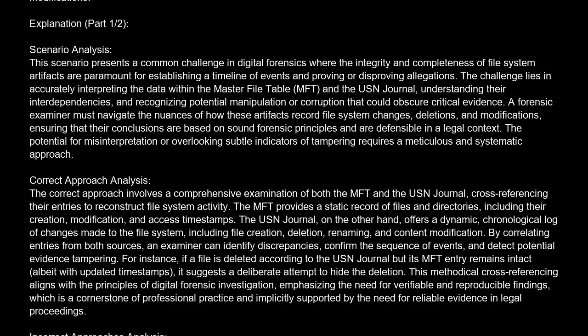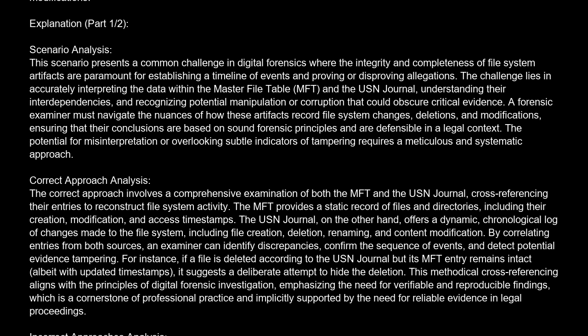Correct approach analysis. The correct approach involves a comprehensive examination of both the MFT and the USN Journal, cross-referencing their entries to reconstruct file system activity. The MFT provides a static record of files and directories, including their creation, modification, and access timestamps.